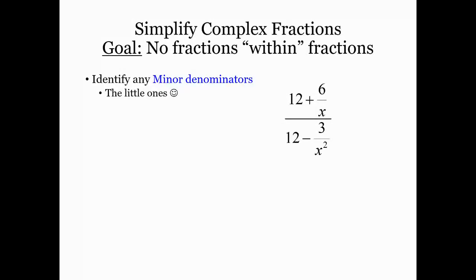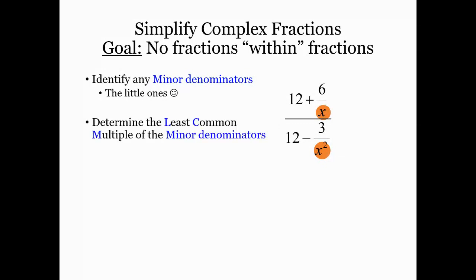Okay, so we're going to identify what I'm going to refer to as the minor denominators. It's the little ones, right? So like the x and the x squared. Those are my minor denominators. Okay, I'm going to determine the least common multiple between them, right?